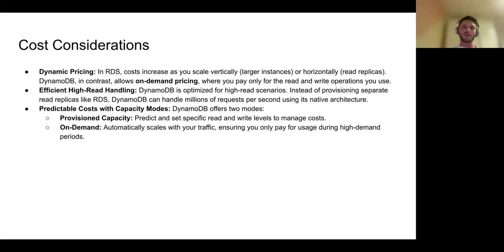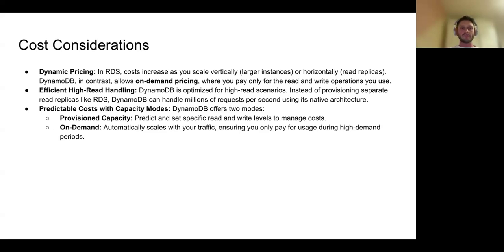RDS also provides on demand, but still, if you choose the instance with, let's say, 60 gigabytes of storage, I don't remember exactly the batches there, you will have to pay for 60 gigabytes even if you use 20 of them. So, efficient high-read handling. DynamoDB is really optimized for high-read scenarios, and it doesn't provide different replicas. It can handle millions of requests per second with the architecture that AWS provides to us.